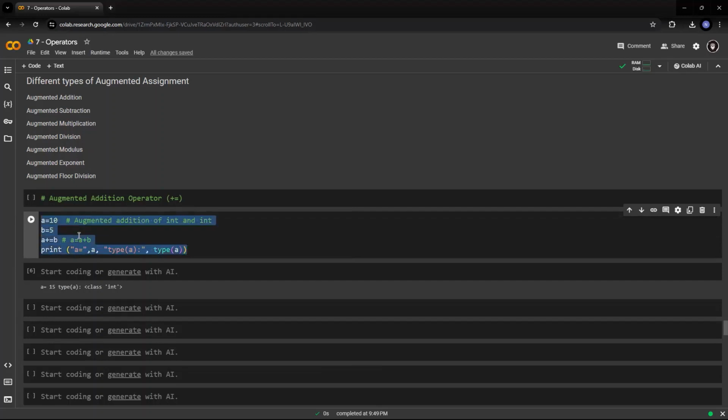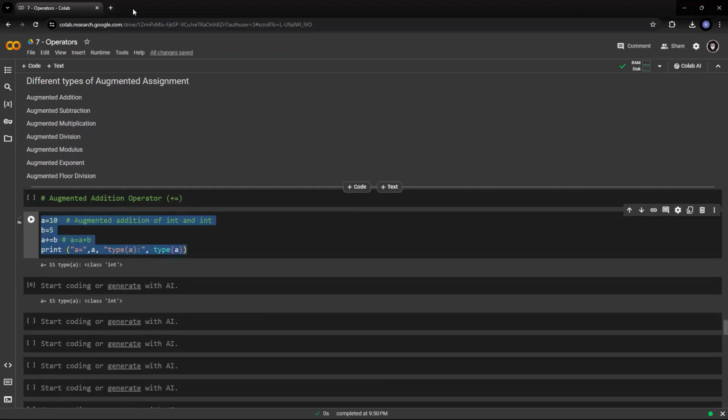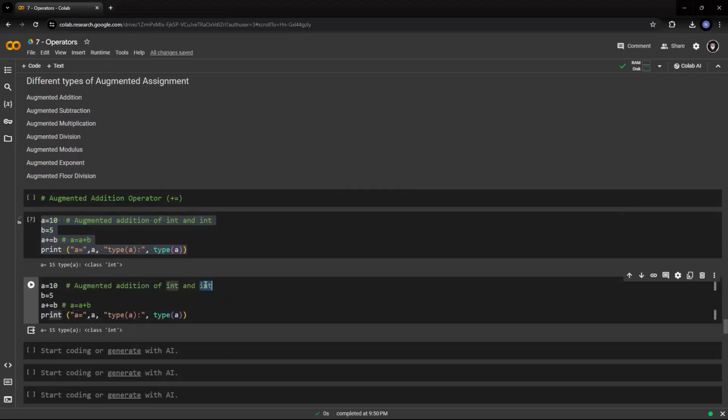Let's see something else. Let's see an addition of an int and a float. So I make B 5.5. Let's see what happens. It gives me 15.5 and the class is float. So it has changed the A type from integer to float.